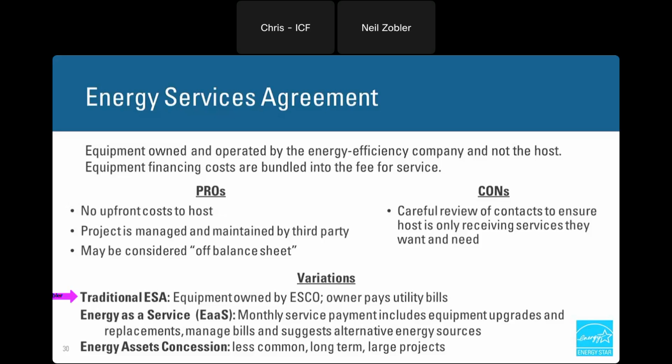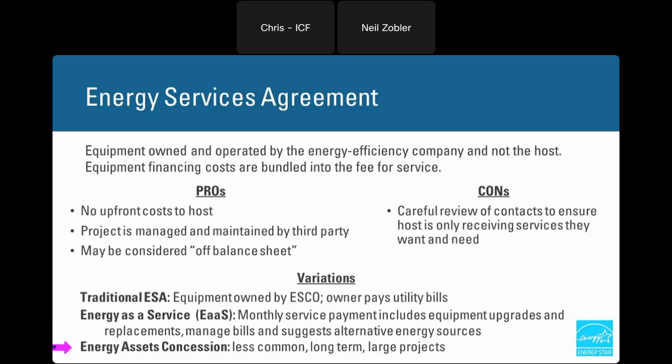Variations. Traditional ESA, equipment owned by the ESCO, owner pays utility bills. Energy as a service, it's an increasingly important variation, which has, by the way, been around for many, many years in Europe and only recently adopted for use here in the United States, let's say within the last 4 to 5 years. But it's a monthly service payment, which includes equipment upgrades, replacements, manages bills, and suggests alternative energy sources. So because it is a service, it doesn't go on the balance sheet as an asset. You're paying for a service just like any other service.